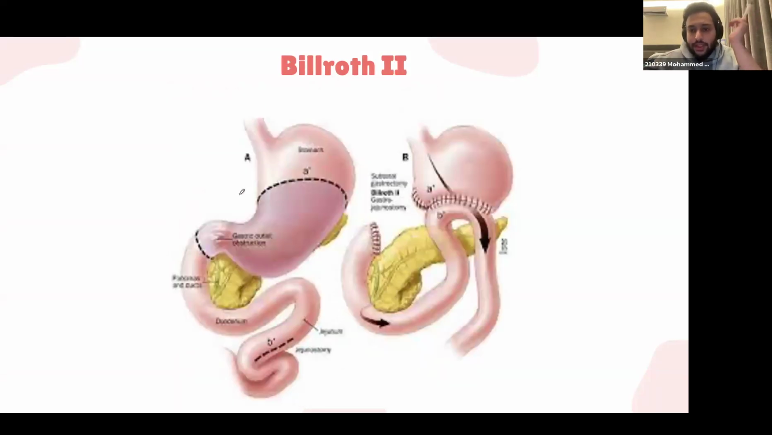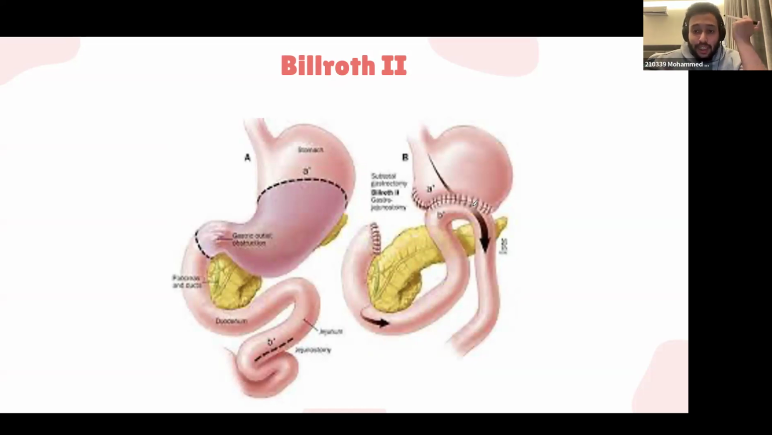Billroth 2, as I said, you're cutting a larger portion of the stomach, you're creating a duodenal stump, and then you're creating a gastrojejunal anastomosis. Anastomosis means connection of two bowels or two structures. So you're creating a gastrojejunal anastomosis.